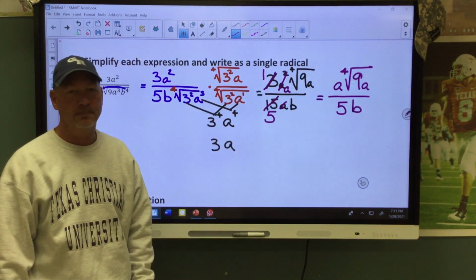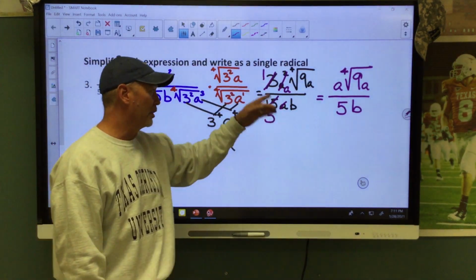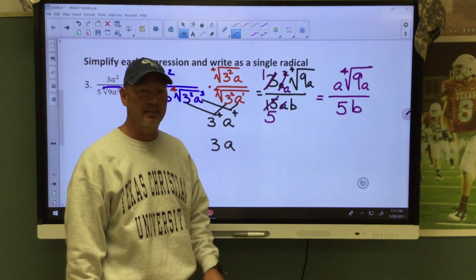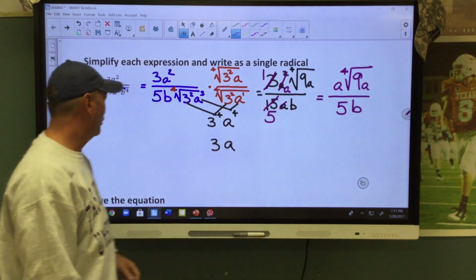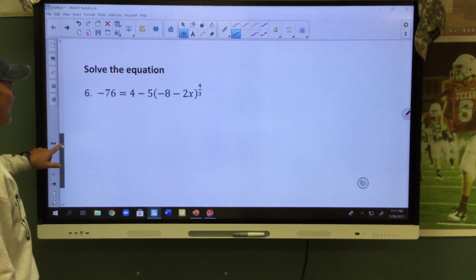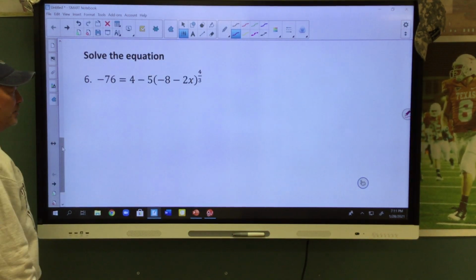There's my answer. This is probably one of the trickiest things we're going to have to do on the test, is rationalize the denominator. Okay? All right, moving forward. They're going to ask me to solve this equation.